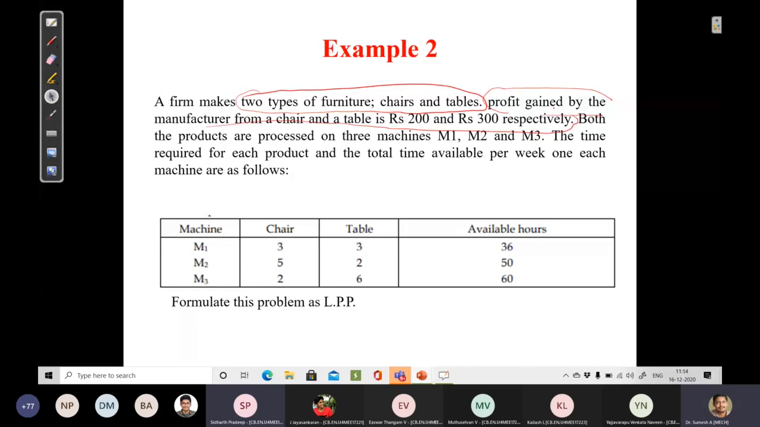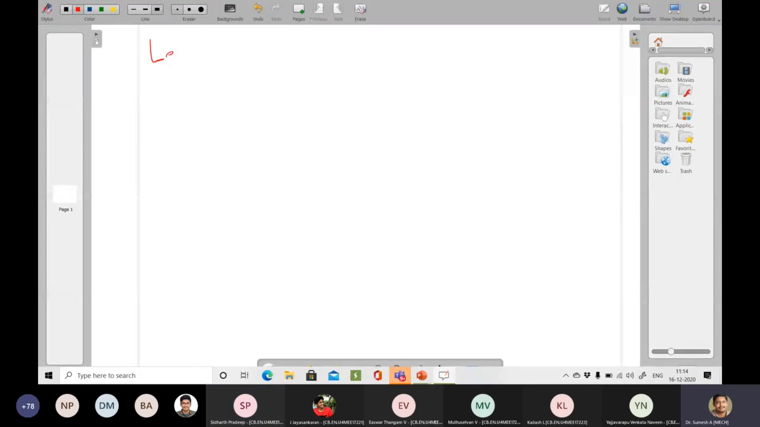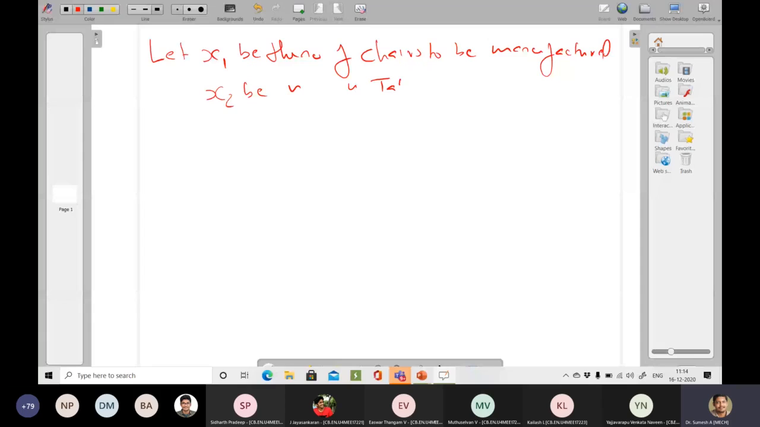So let X1 be the number of chairs to be manufactured. Let X2 be the number of tables to be manufactured. Okay, then what is this problem?